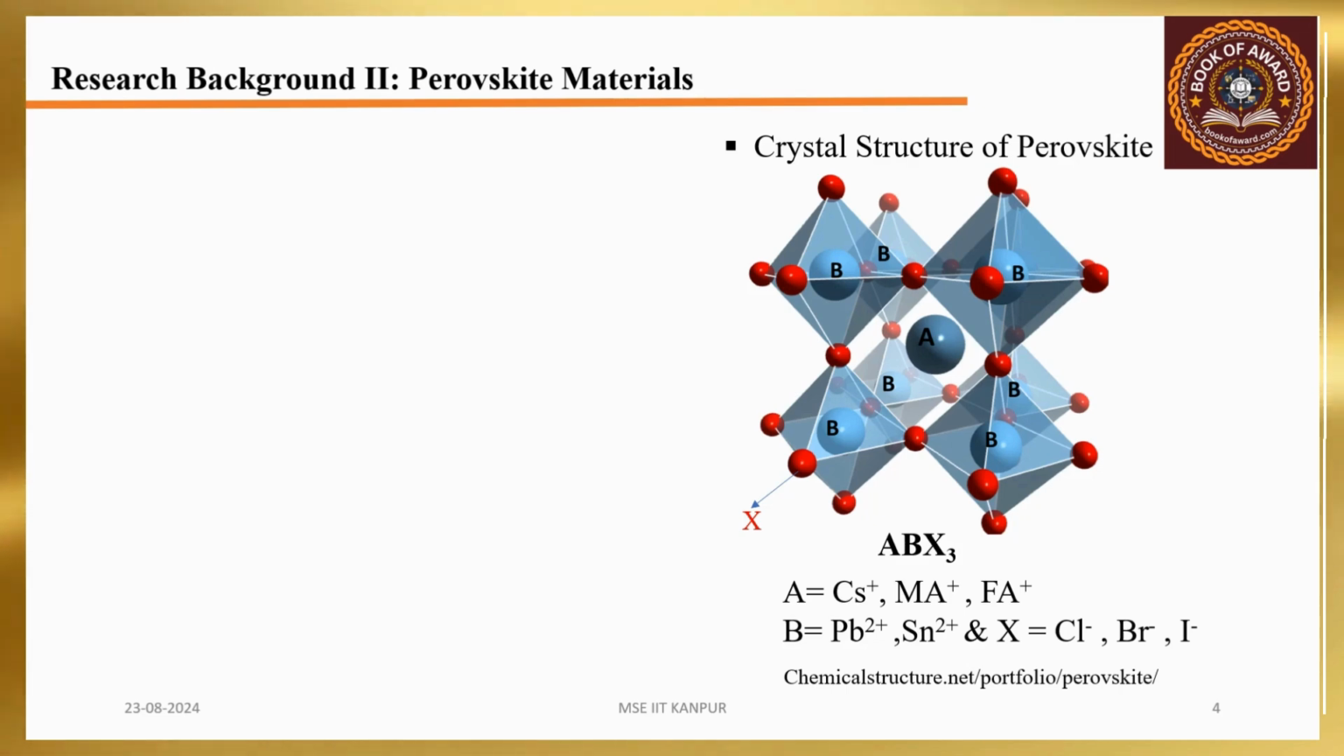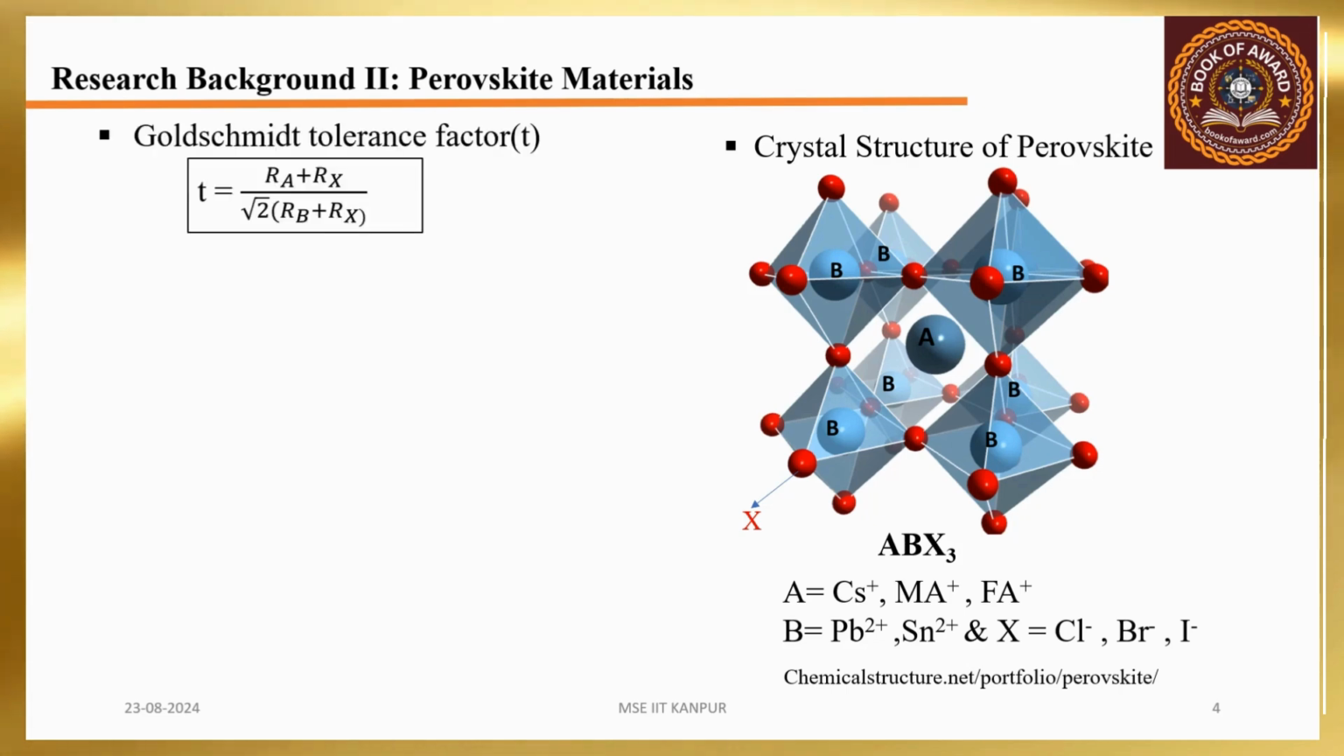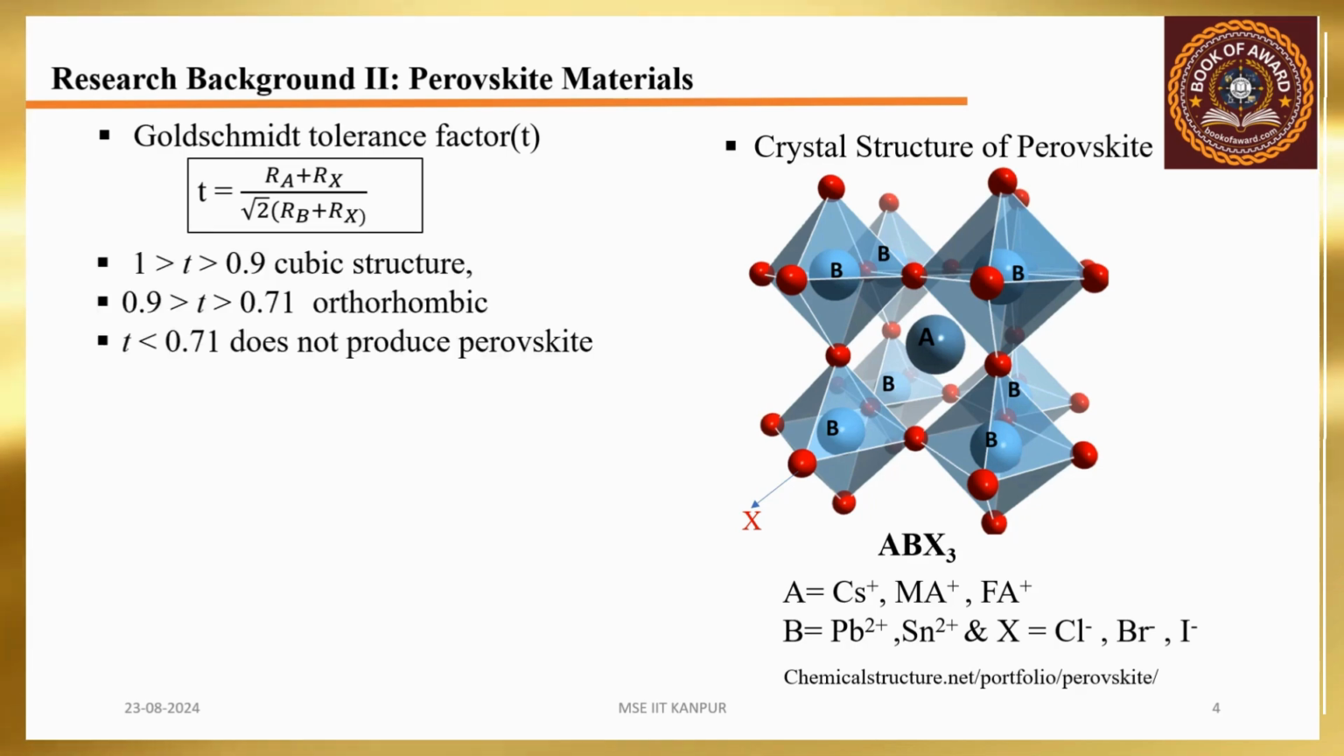To determine the crystal structure of perovskite, we generally use the Goldschmidt tolerance factor. The Goldschmidt tolerance factor mainly depends on the radius of the A cation and the radius of the B cation. When the tolerance factor lies between 1 and 0.9, it forms a cubic crystal structure. When it lies between 0.9 and 0.71, it forms an orthorhombic or rhombohedral crystal structure of perovskite. When it lies below 0.71, it does not produce a perovskite crystal structure.